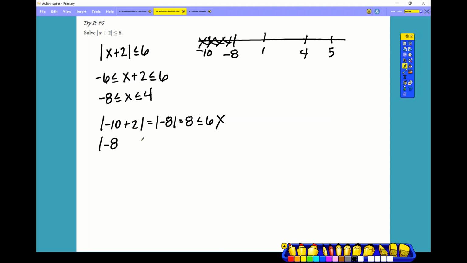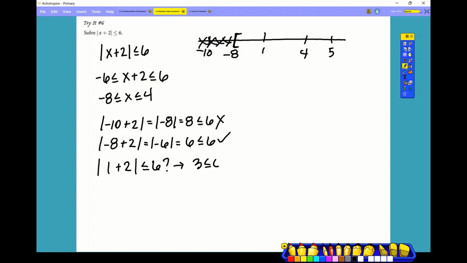So what about negative 8? That is equal to negative 6. This is true. So we would include that. Now what about 1 plus 2? Is that less than or equal to 6? Well, we get 3 is less than or equal to 6. That's true. Okay, now we have 4 plus 2 equals 6. 6 is less than or equal to 6. That's true. We're going to include that endpoint.